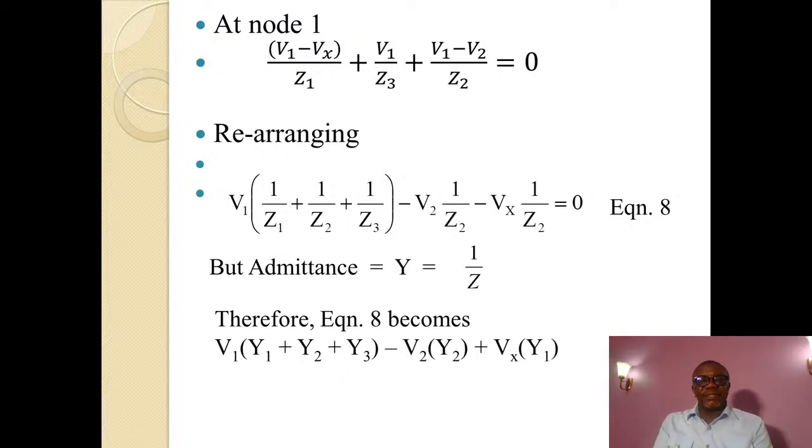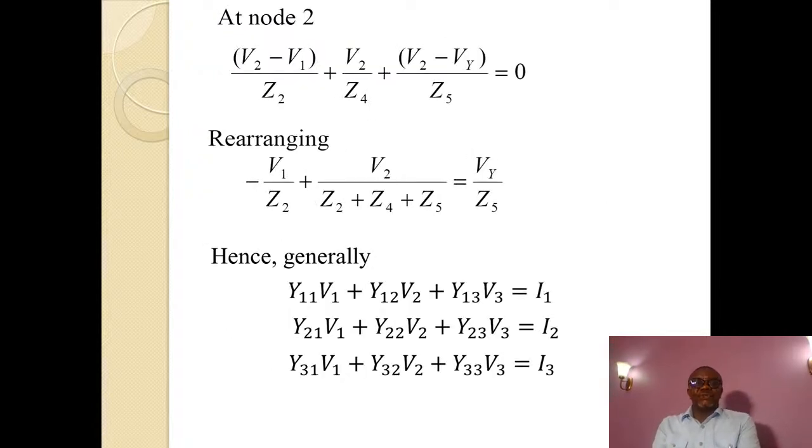Therefore, we say that equation 8 becomes V1 into (Y1 plus Y2 plus Y3), minus V2 into Y2, minus Vx into Y1. It could be plus or minus, but here it is minus. That is why I told you that in equation 8, that Vx over Z2 should really be Vx over Z1. Don't mind the typographical error.